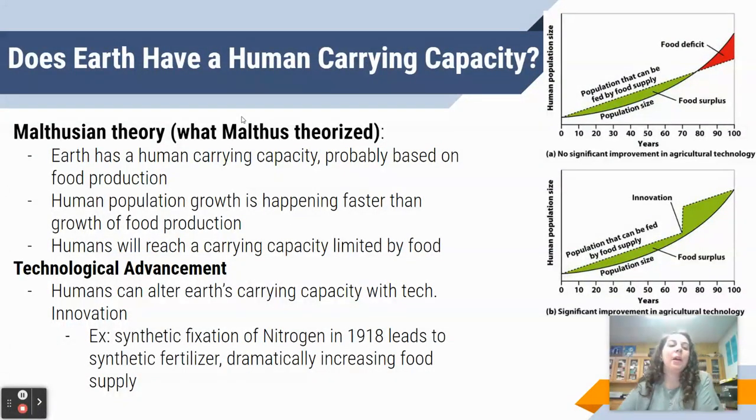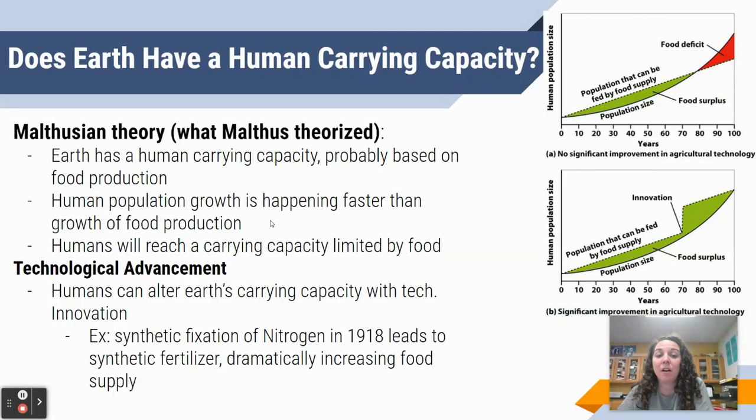All right, so once again, Malthus thought that our carrying capacity was going to be based on food production, because our population was growing faster than our food production was. So we would eventually reach a carrying capacity because we run out of food. But what he didn't know was that humans were going to create all kinds of technological advances that were going to alter Earth's carrying capacity. So, for example, the Haber-Bosch process created synthetic nitrogen fixation, which led us to create synthetic fertilizers, which dramatically increased our food supply.